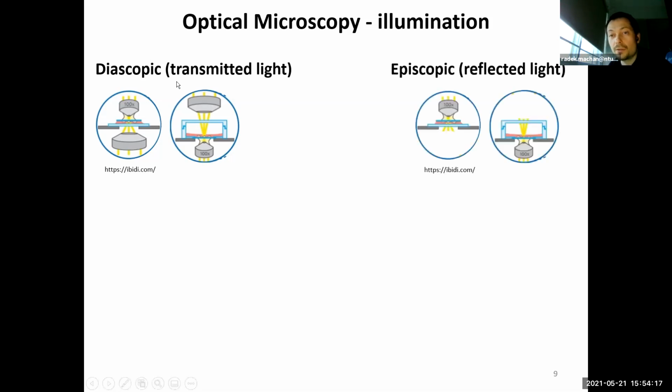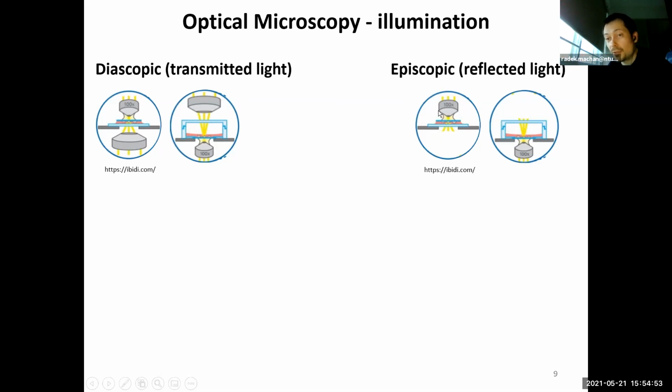The other is called episcopic, or reflected light. You see the difference is I have removed the condenser lens here, because in this case I'm shining the light from the same side of the sample where I'm looking at it. Typically the objective lens works as the condenser lens as well. So I shine light through the objective, and at the same time I'm collecting the light that comes back by the same objective.